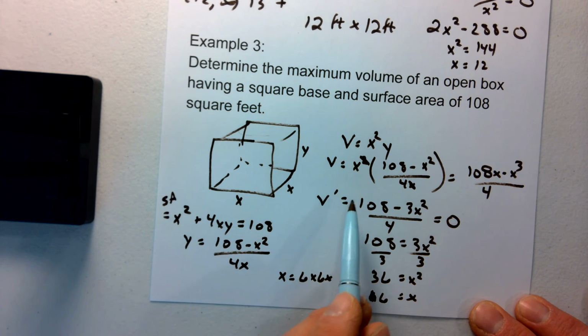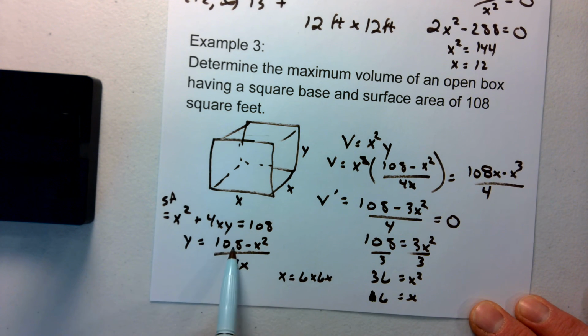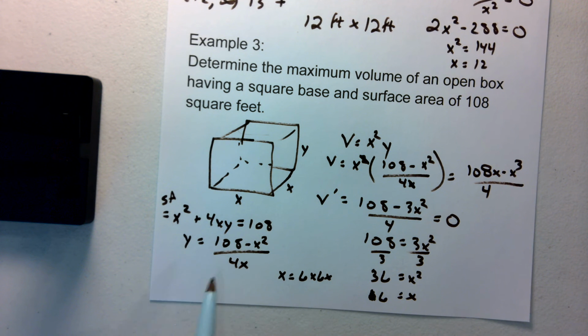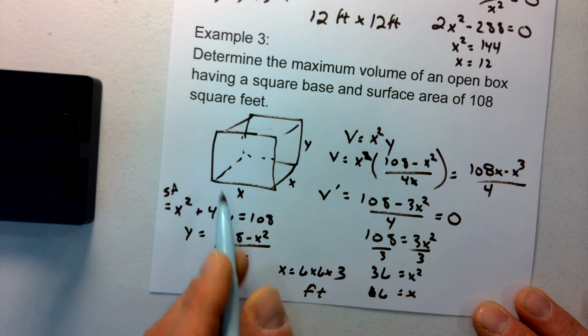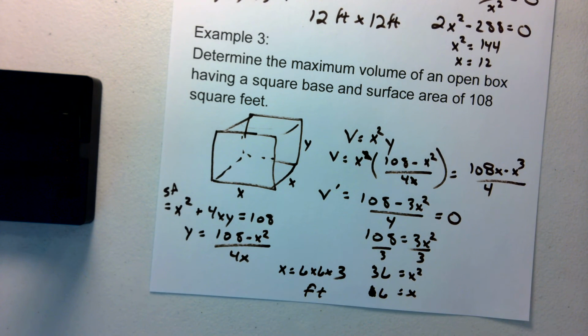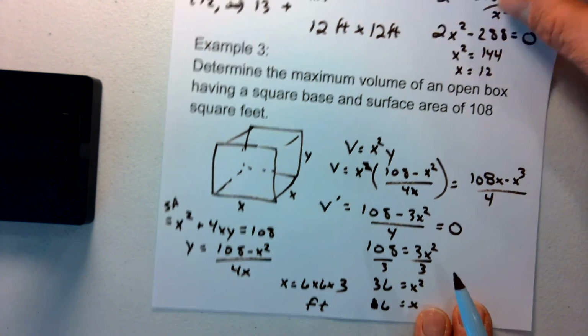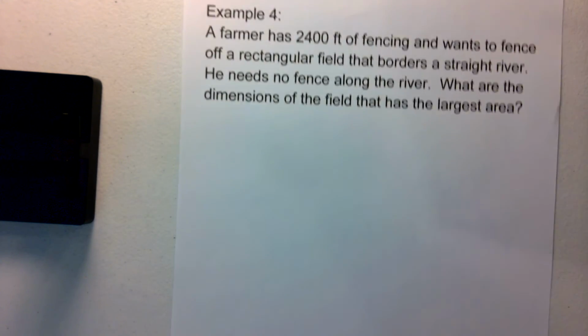My y value is 108 minus x squared divided by 4x. So I'm going to have 108 minus 36, and then divided by 24, which gives me 3. So it's going to be 6 by 6 by 3 feet. So notice here, we don't necessarily have a nice perfect cube because of the difference in the x's and the y's.